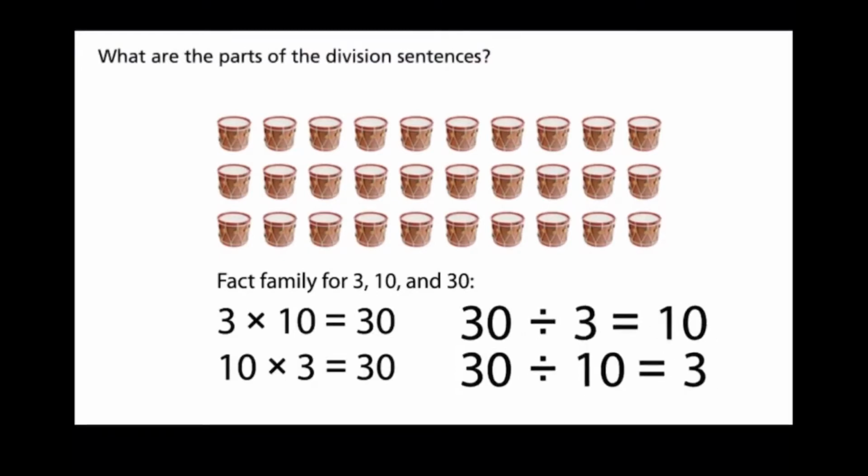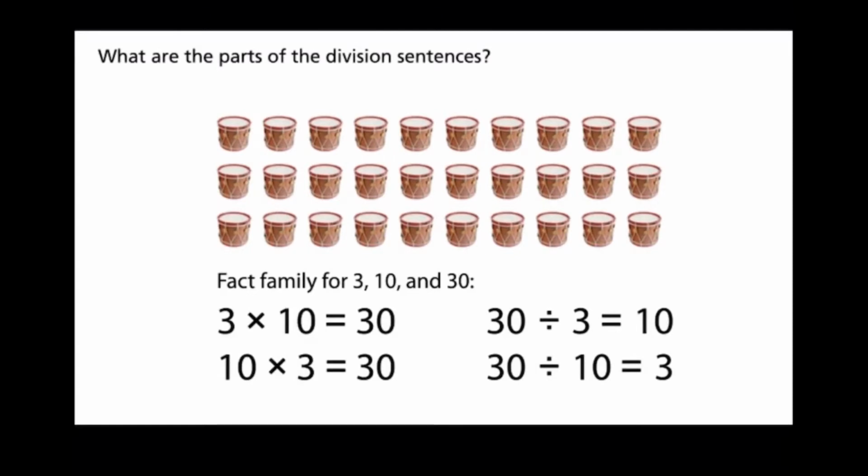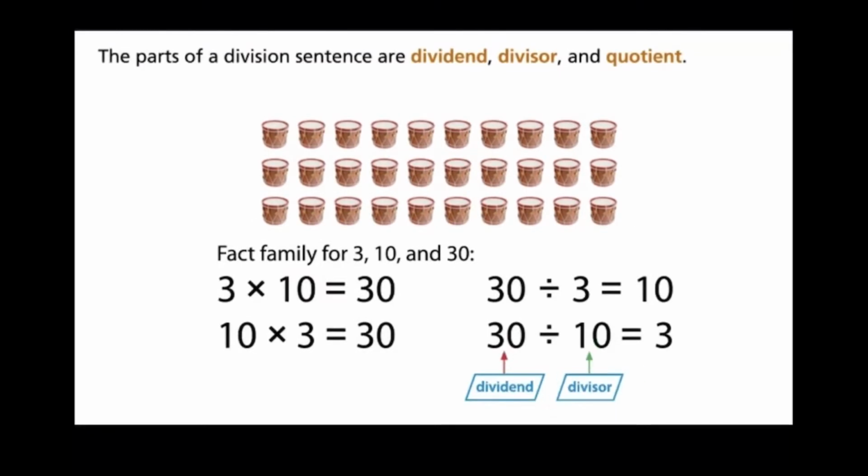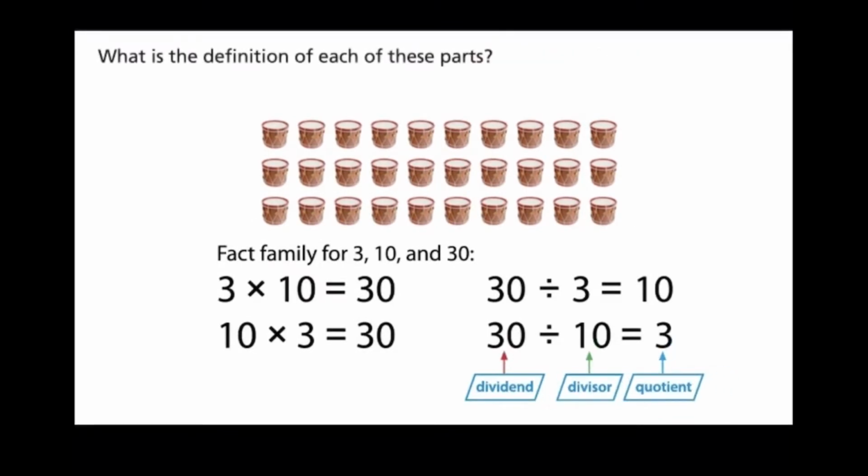What are the parts of the division sentences? The parts of a division sentence are dividend, divisor, and quotient. What is the definition of each of these parts? The dividend is the number of objects being divided. The divisor is the number by which another number is divided. The quotient is the answer to a division problem.